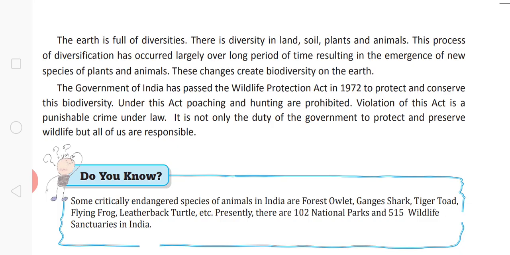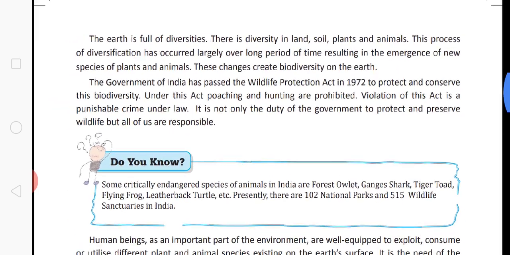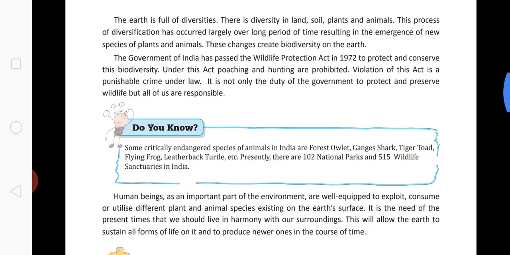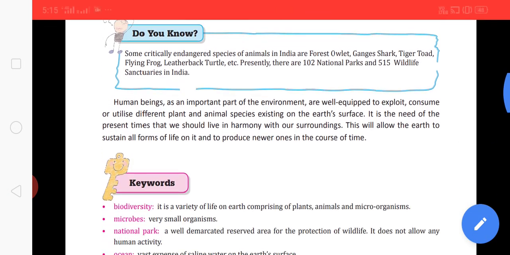So we have to protect our ecosystem for growth and development as well as sustenance. There should be sustainable development. These are very, very important. So this is about the chapter.